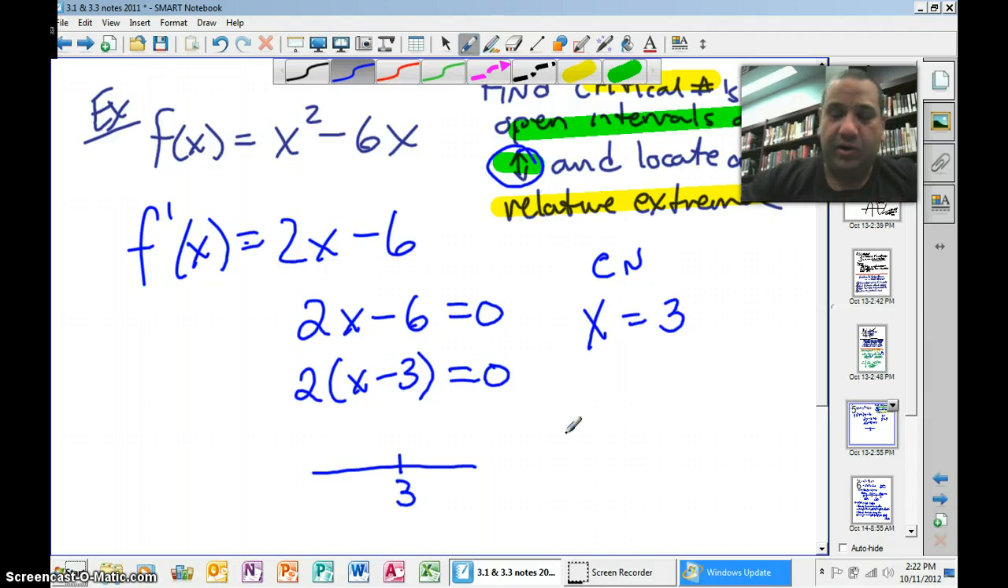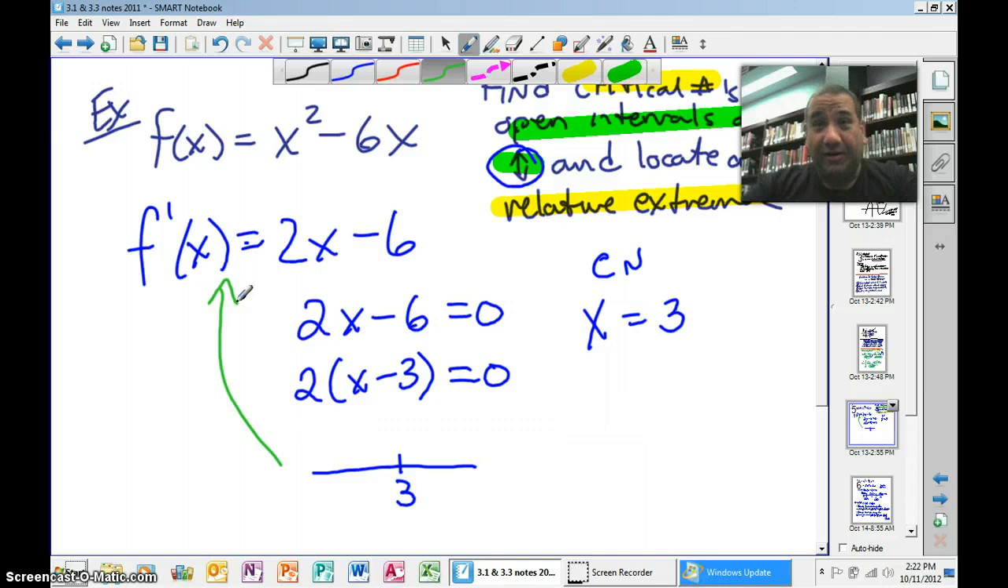Now we're going to test to the left of 3 and to the right of 3, and we test inside the derivative. So pick a number greater than 3, like 5. Plug in 5: 10 minus 6 is positive.